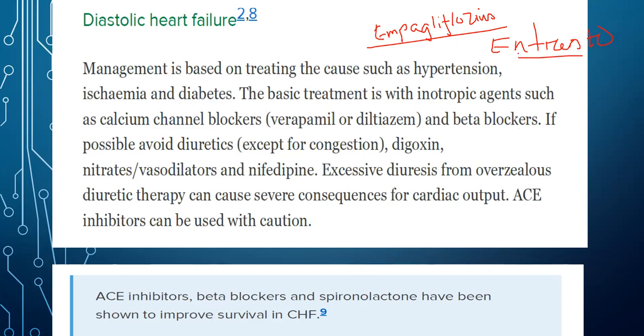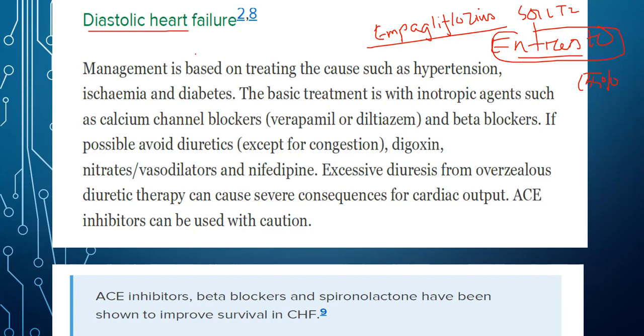Okay, so you have got empagliflozin, which is that SGLT2 inhibitor. The other option is ivabradine, which is usually given if ejection fraction comes below 35. And the last option for uncontrolled heart failure is Entresto. So digoxin, nowadays we don't usually use digoxin unless there is no other option.